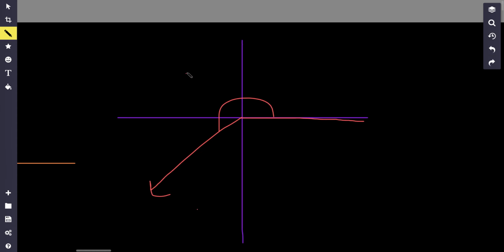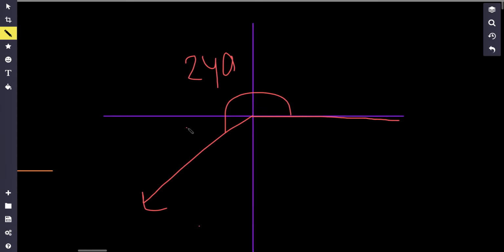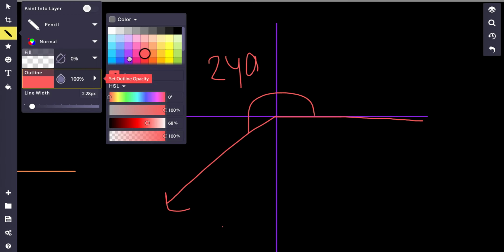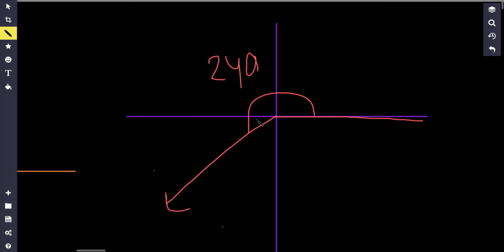Say it's 240 degrees. What will my reference angle be? The reference angle, once again, is the acute angle created by the x-axis and the terminal side of the angle. If I take this part of the x-axis and this part of the terminal side, look what happens: I get an acute angle. Whenever you're creating a reference angle in the third quadrant, it's always going to be this tiny angle right over here.